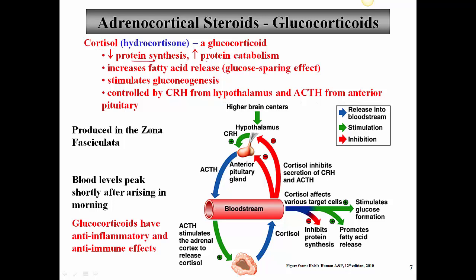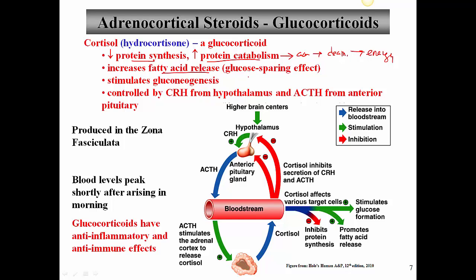They decrease protein synthesis. They increase protein catabolism, and if you remember, we talked about the fact that proteins can be used for energy by breaking these down into amino acids. These then undergo the process of deamination, and then these can be used for energy. So proteins can be used for energy in this stepwise process.